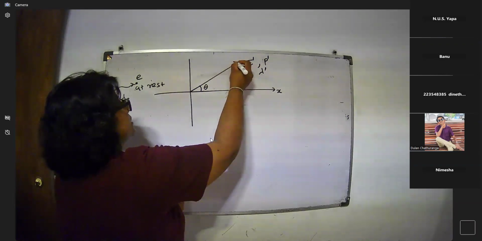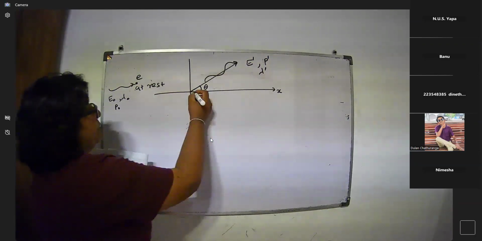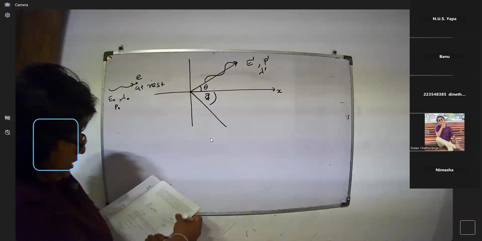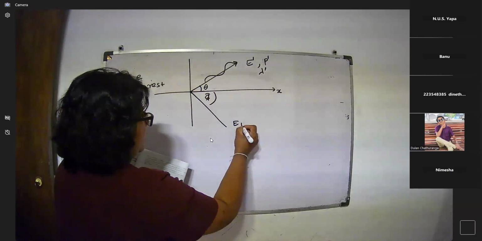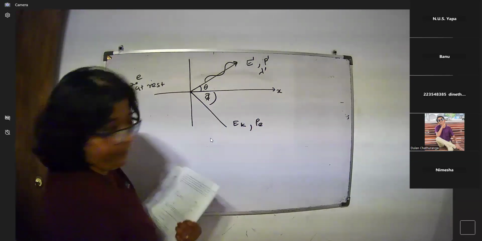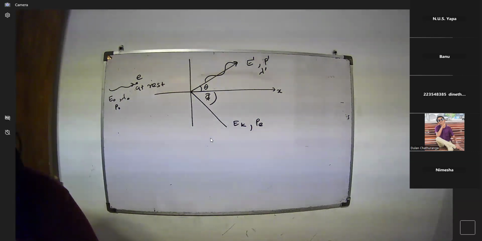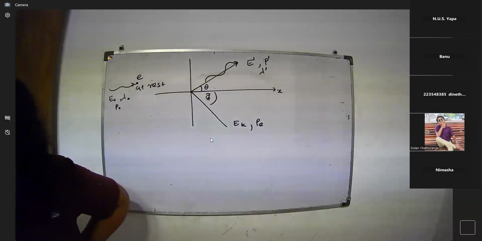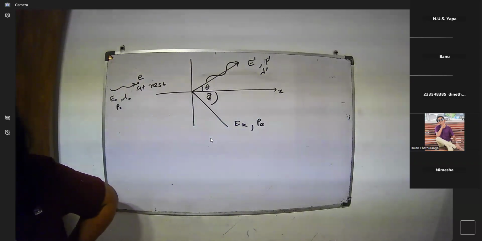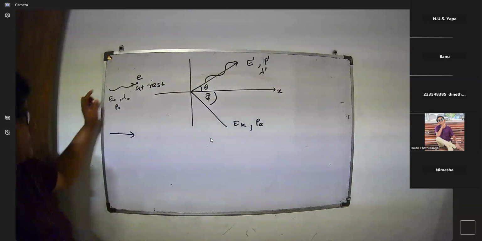The angle is theta. This is the scattered photon. And the electron moves at angle phi, with kinetic energy EK and momentum PE of the electron, right? Then this is an elastic collision. We can apply conservation of energy and also conservation of momentum in the two directions. So the first one, we apply the momentum conservation law.